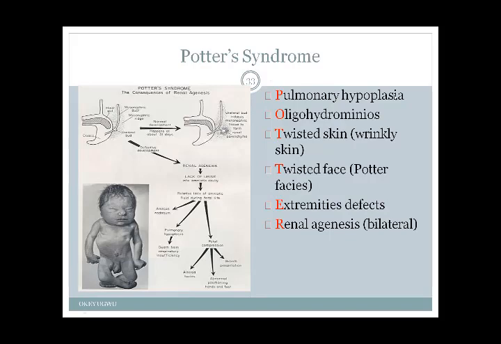So Potter syndrome can lead to pulmonary hypoplasia, oligohydramnios, wrinkly skin, twisted face, Potter facies, extremities with defects, and renal agenesis, bilateral definitely.